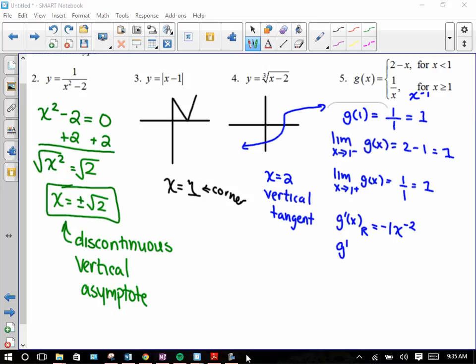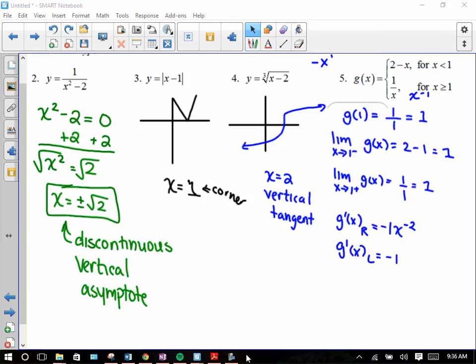Now we have to look at the derivative on the left hand side. So now we have 2 minus x. What is the derivative of 2? 0. What is the derivative of minus x? We have minus x, that's to the first power, so we bring out this 1. So the negative 1, and then you have 1 minus 1 is 0, so x to the 0 power is 1. So you have negative 1 times 1, which is negative 1. So the left-hand derivative is negative 1.